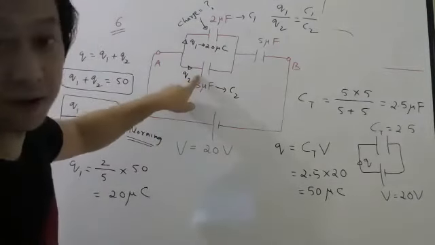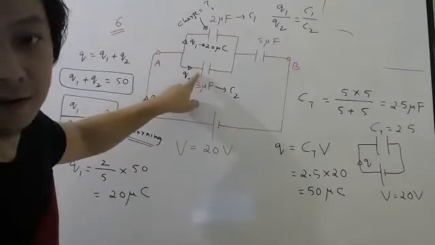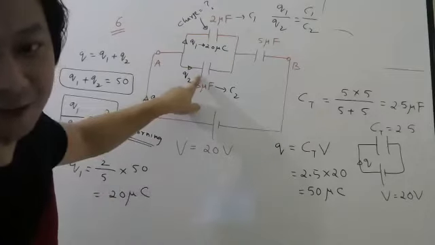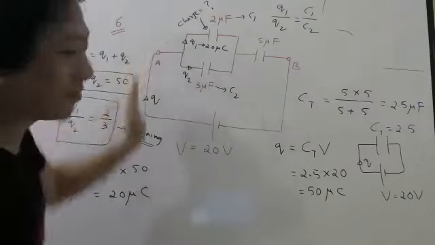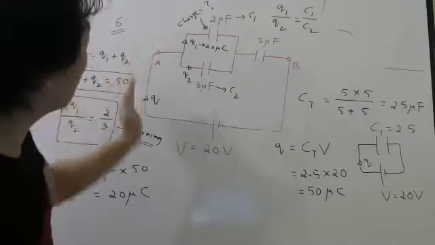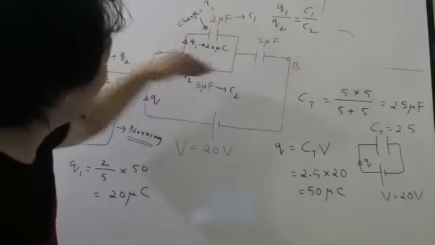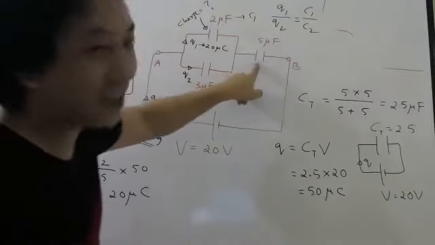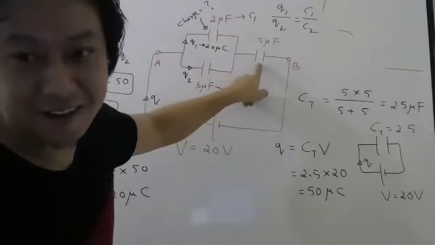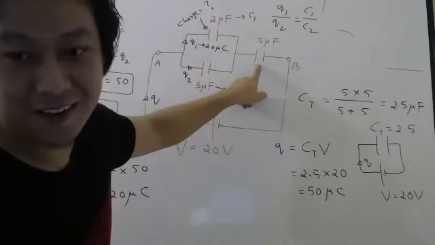What will be the charge here? Don't do calculation. 30. Why are you doing calculation? 50 is coming from here. 20 is going there. So 30 will go here. How much will be here? 50. Very good.